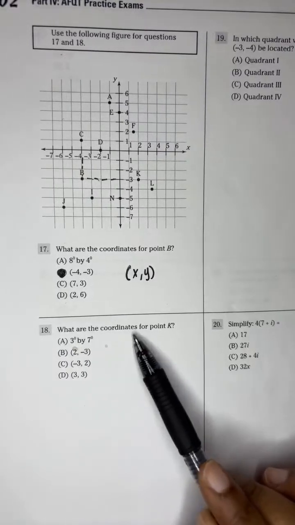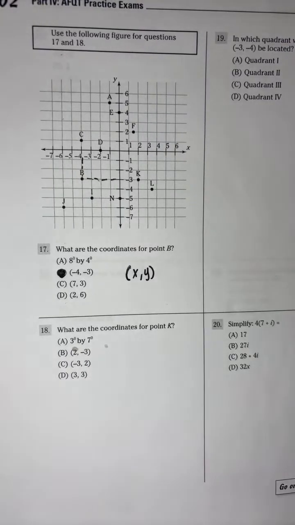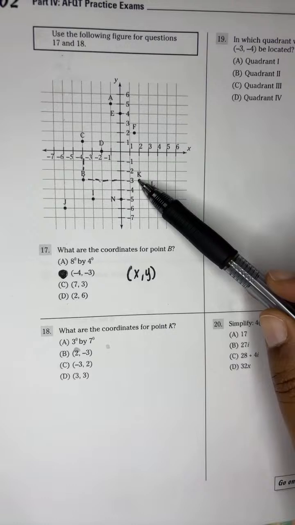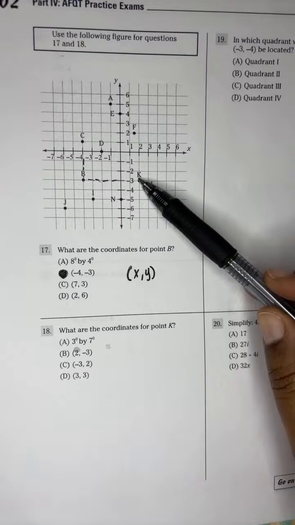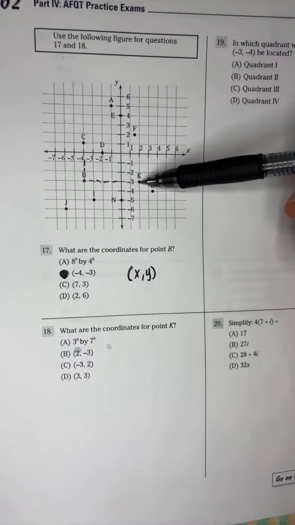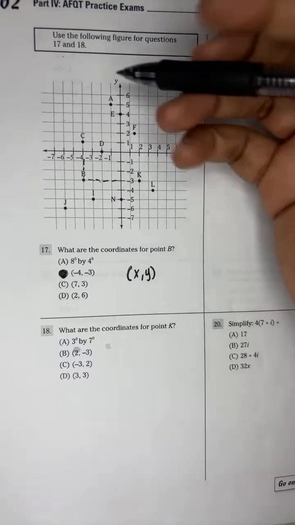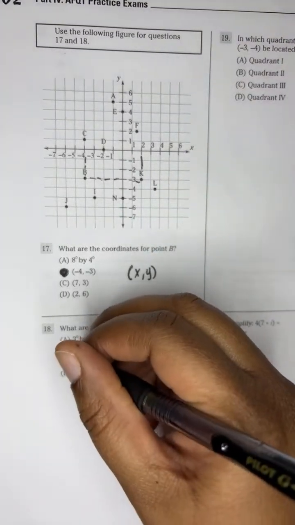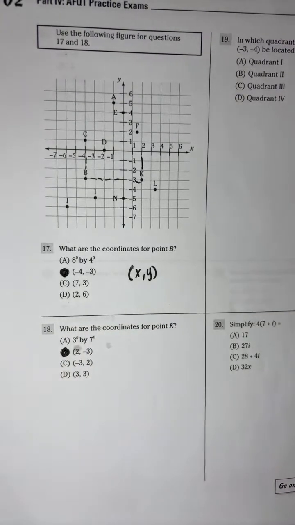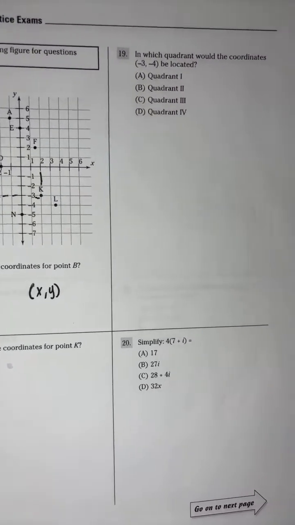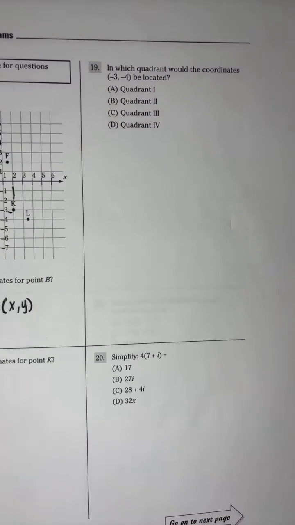What are the coordinates for point K? Okay, so let's look here. We have K here. Are you going with A, B, C, or D? We got the -3 on the Y, and the X is 2. Remember, X and Y, so B, again, is our answer. Good. Yes, Hall, yes. Okay, let's go to number 19.